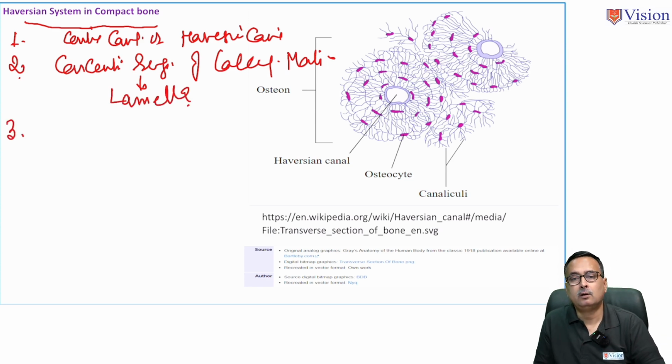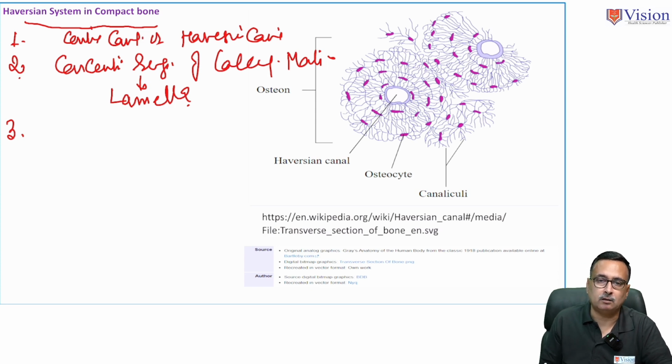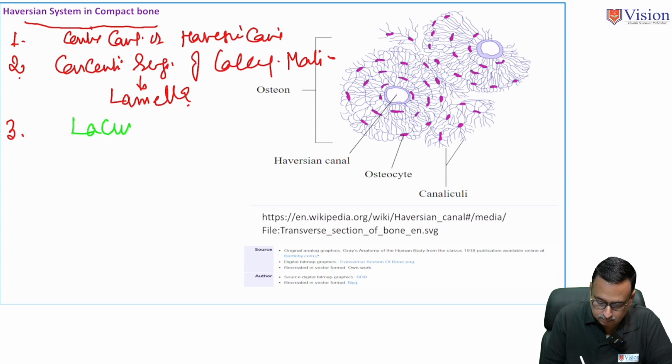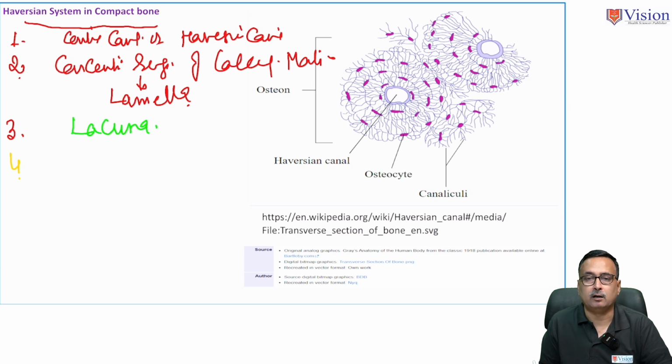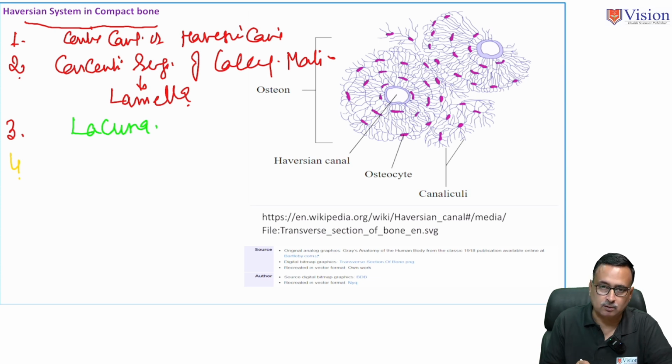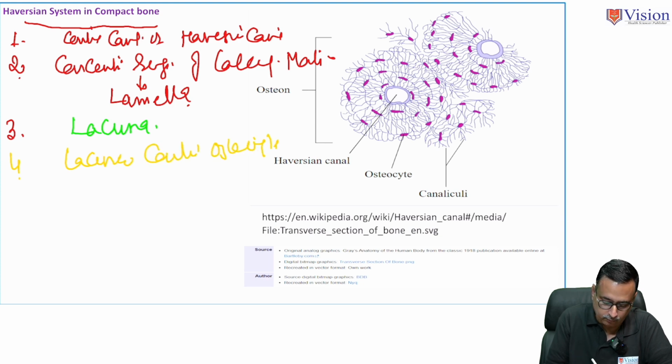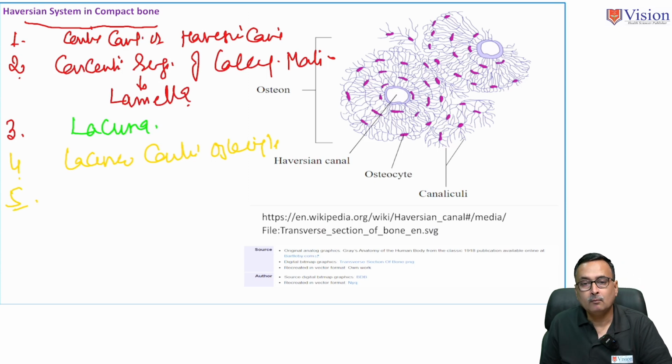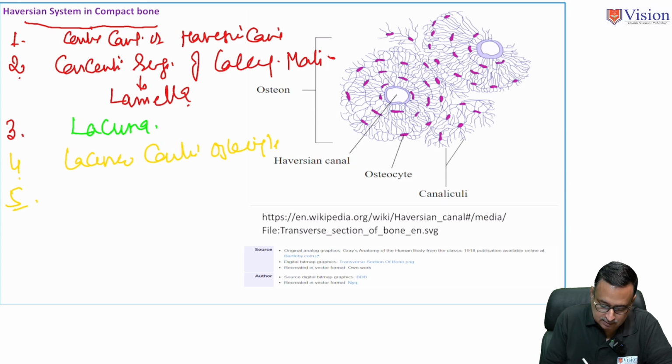Third component, in between two lamellae, there are spaces present. These spaces are called lacunae. Fourth component, a lacuna contains a mature osteoblast called an osteocyte. Lacuna contains osteocyte. Fifth component, a lacuna gives rise to minute canals. These are called canaliculi.